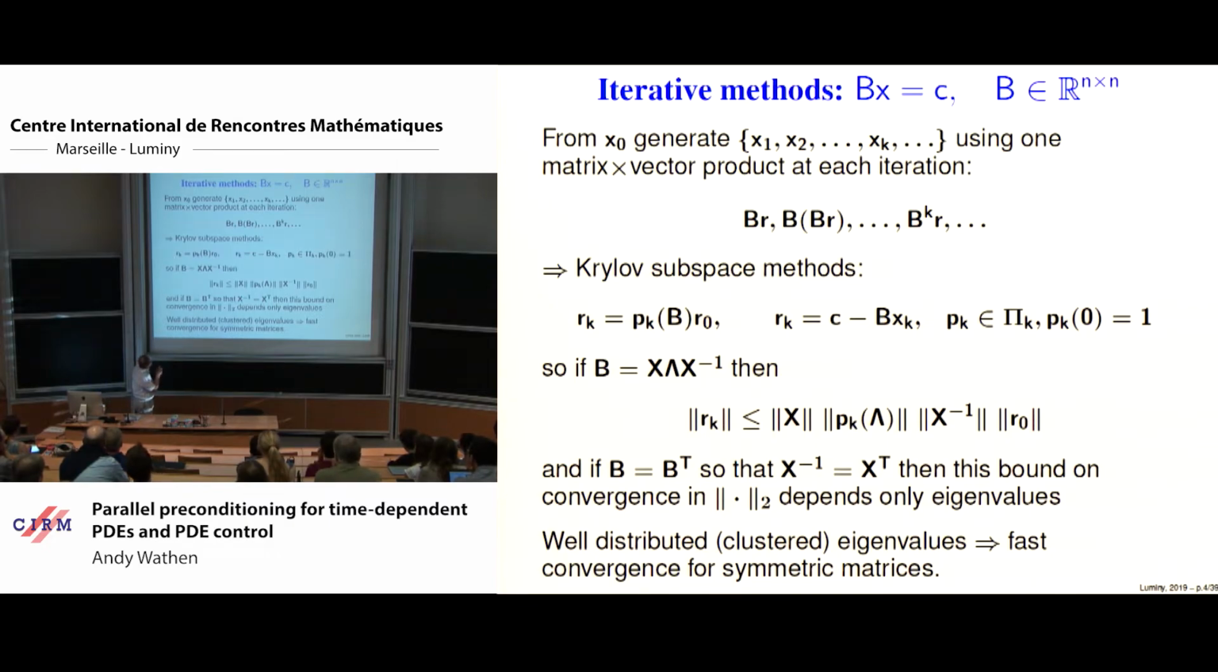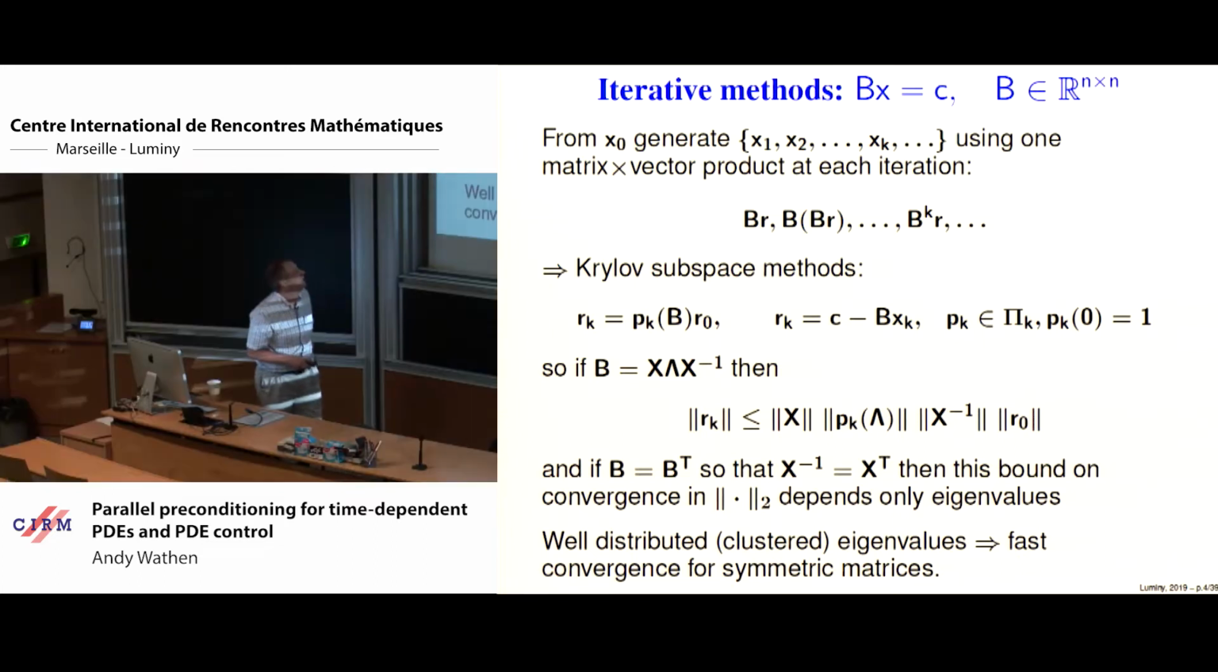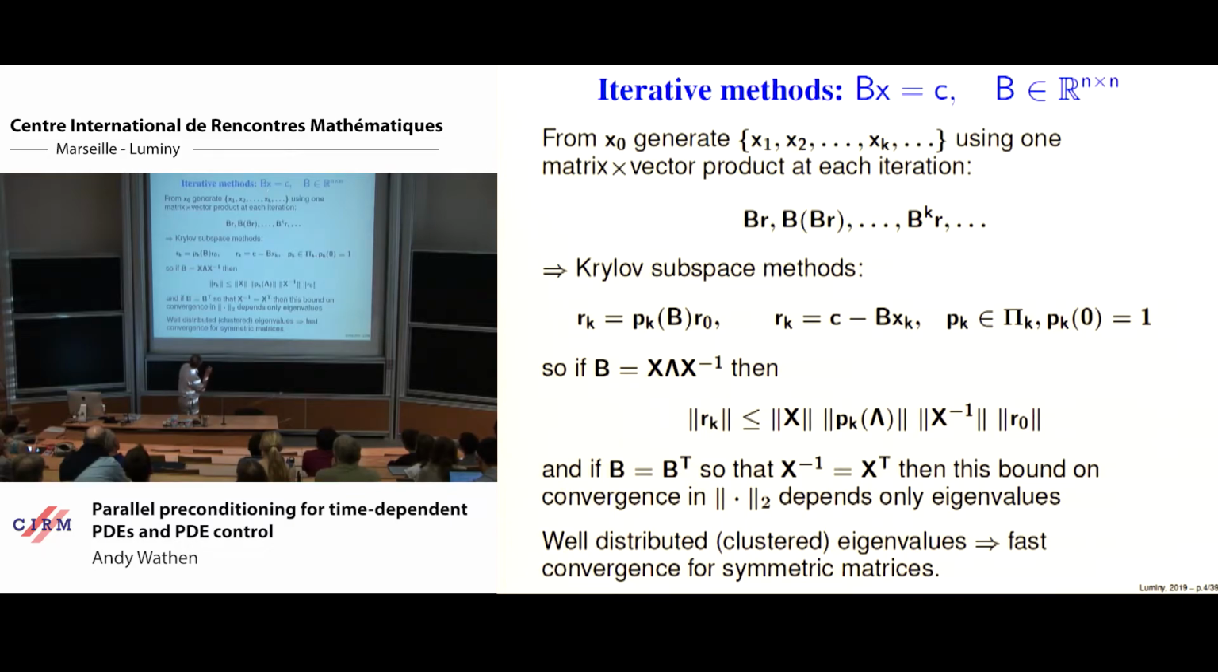Right, so we build residuals which are polynomials in the matrix times the initial residual. The residuals are, of course, c minus Bx_k, where I'm dealing with Bx equals c. And these p_k are polynomials of degree k or less. This is the consistency condition, that we solve the right system of equations.